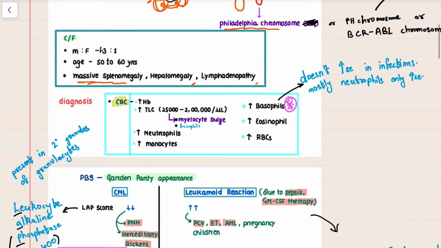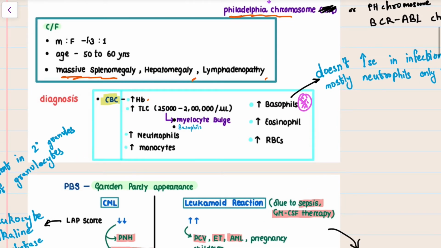When we ask for a blood count, we see increased hemoglobin and increased total leukocyte count. The total leukocyte count is between 25,000 to 2 lakhs. It's in the lakhs region. Why is that? In an infection also the total leukocyte count increases, but it increases up to 30,000 only. It doesn't increase into the lakhs. In chronic myeloid leukemia only it enters the lakhs.